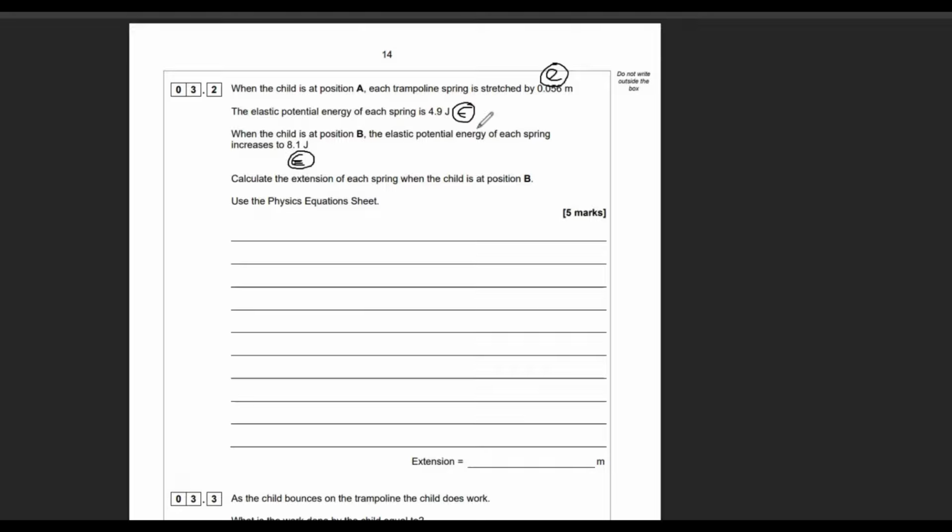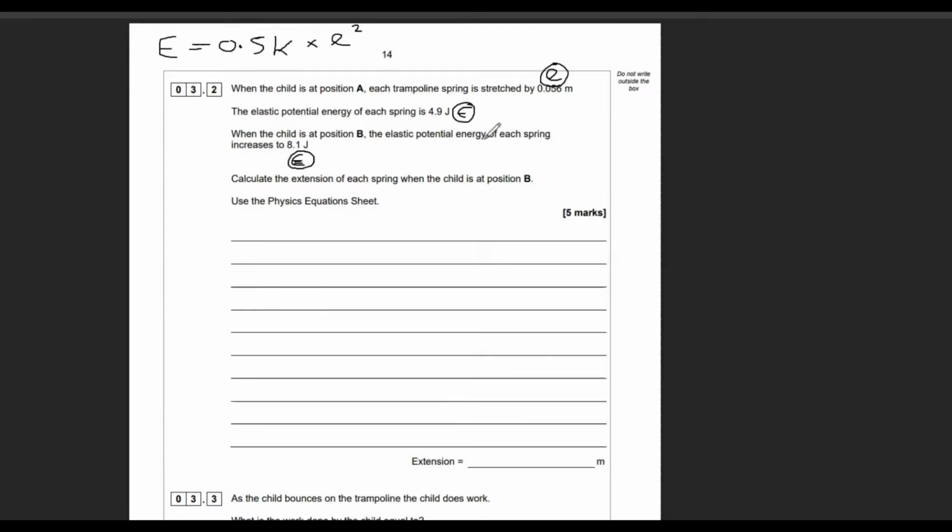Now, we're going to have to start off by working out this spring constant. You might say, why? Well, we know energy is equal to 0.5 K times the extension squared. I'm copying down what we just looked at. So that's our equation. For position B, we've just got E, the energy. We're asked to calculate the extension, and we can't do that without K at position B.